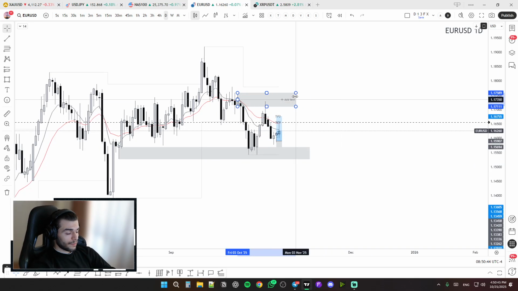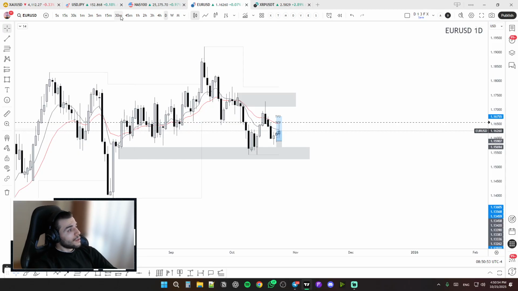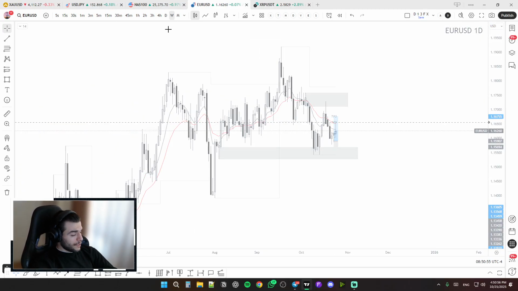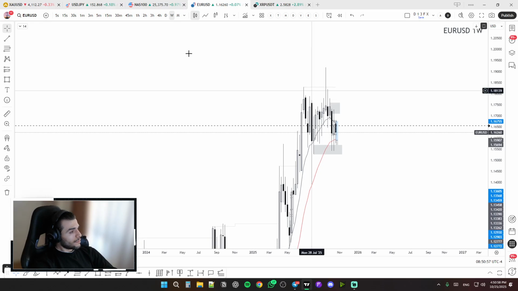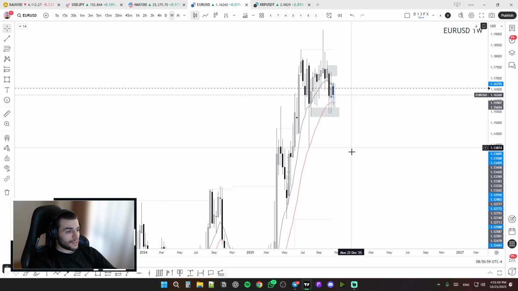That's the area in between supply and demand where the euro is bouncing. Like that's a ping pong game. But still, if we go from weekly to daily to 4 hours, the market is still bullish.